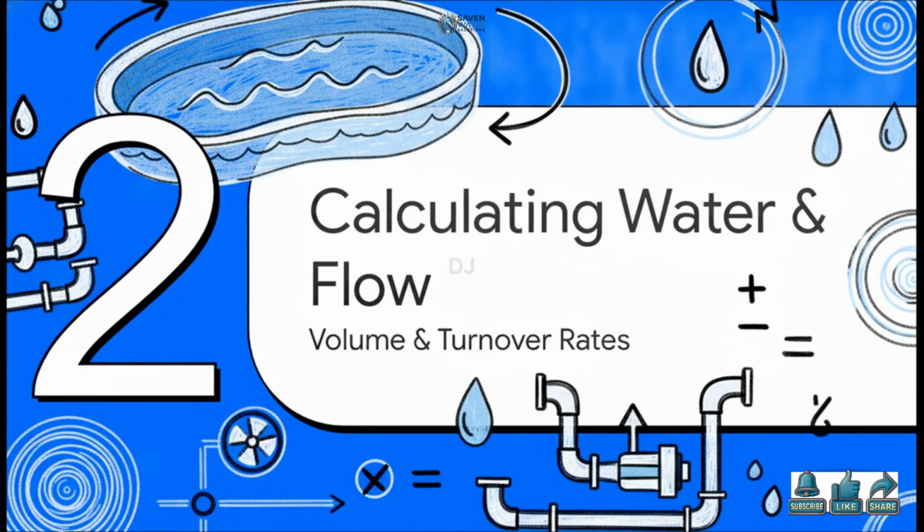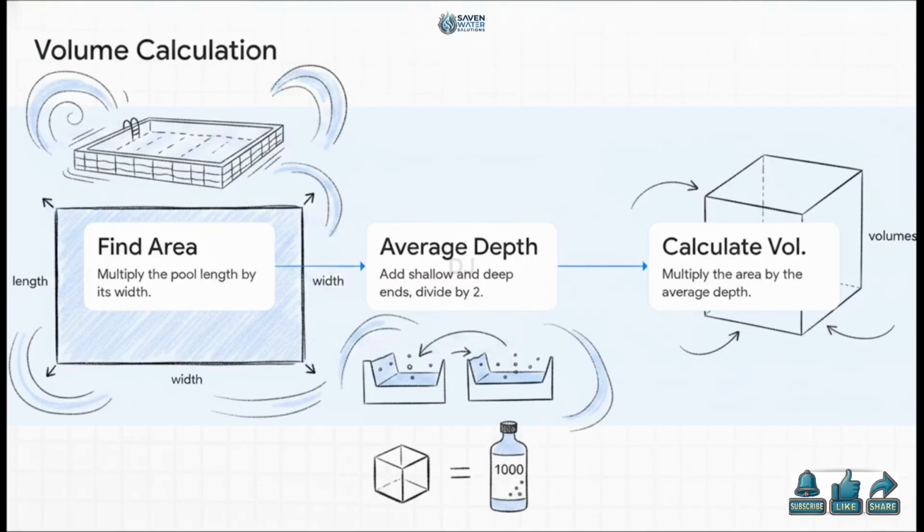Moving right along to section 2, calculating water and flow. We've got the physical shape down, so let's get into the math. So we know the structural design. Next up is understanding our physical volume and figuring out exactly how fast that water needs to move to stay clean. And look, don't let any high school geometry flashbacks scare you off here. The source simplifies this into a really straightforward 3-step sequence.